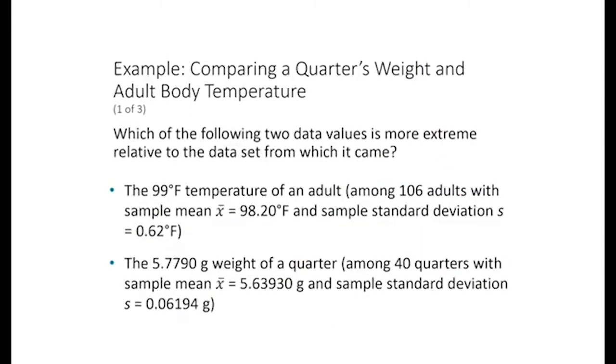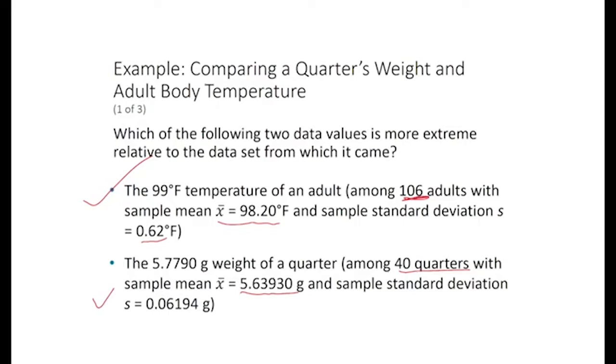Let's look at 2 examples here. The first one: a 99 Fahrenheit temperature of an adult among 106 adults, which is a sample, with a given mean of 98.2 Fahrenheit and sample standard deviation of 0.62. In the second example, a 5.7790 gram weight of a quarter among 40 quarters, with sample mean 5.63930 gram and sample standard deviation 0.06194.